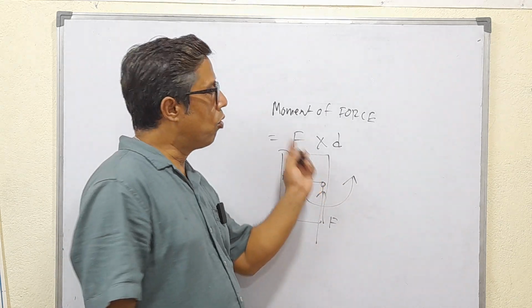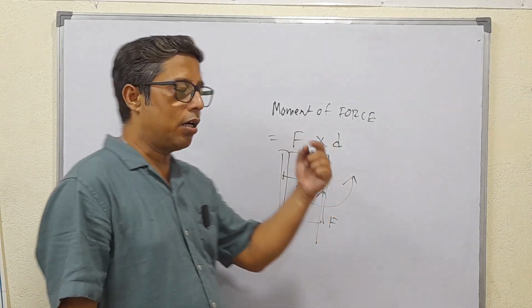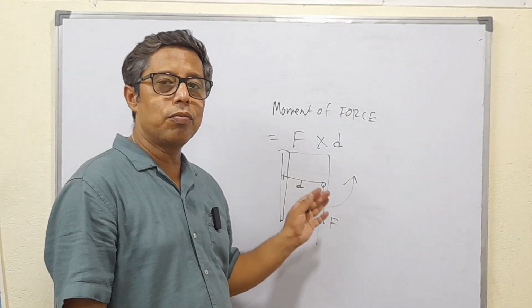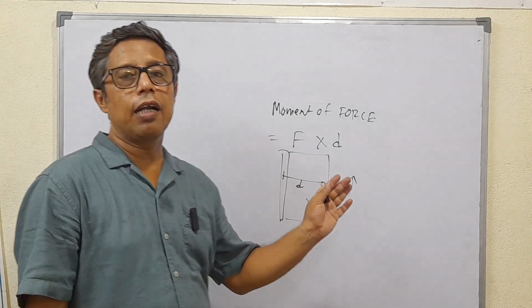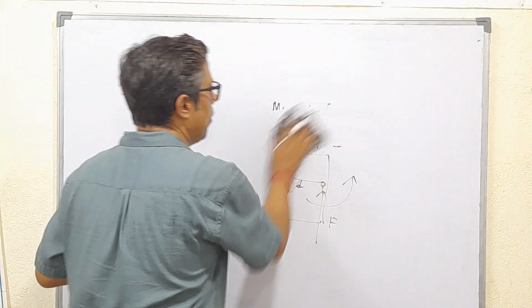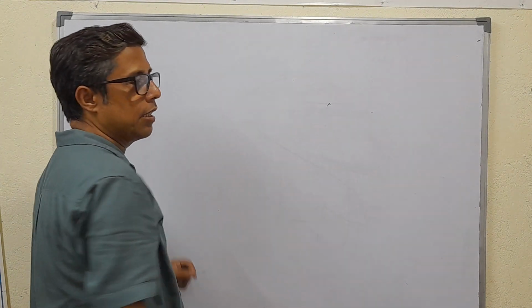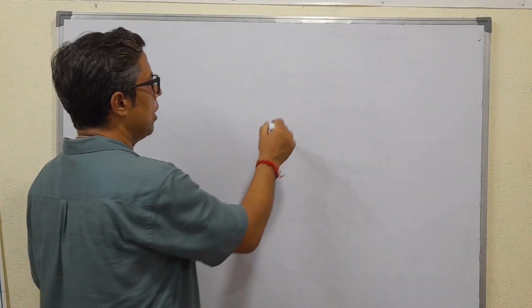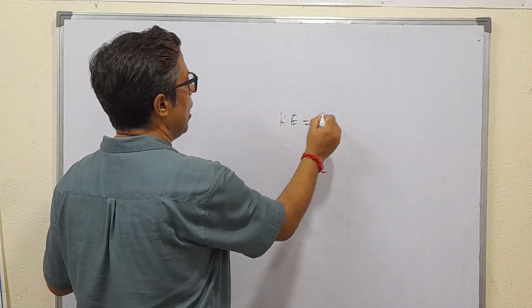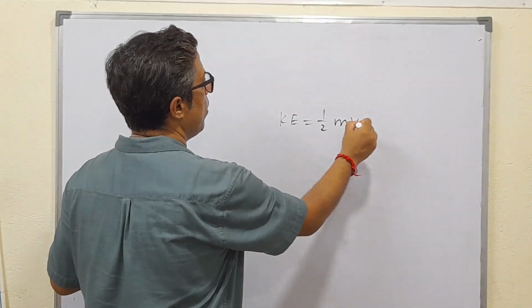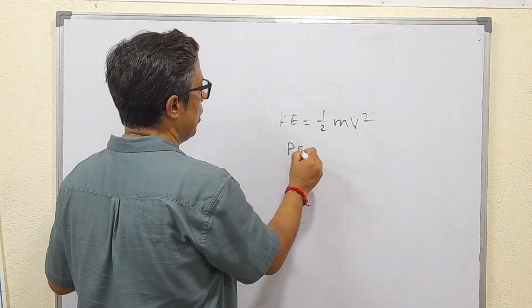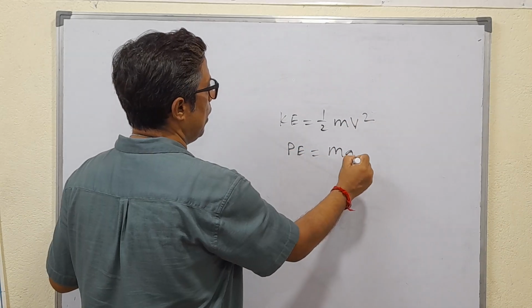Again, more concepts will come in class 10, but if you start from class 8 this way, you'll definitely get a better idea, right? So this is a brief session. Follow my session. I'll go to the next session in more detail, like kinetic energy. Kinetic energy is half mv square and potential energy is mgh.